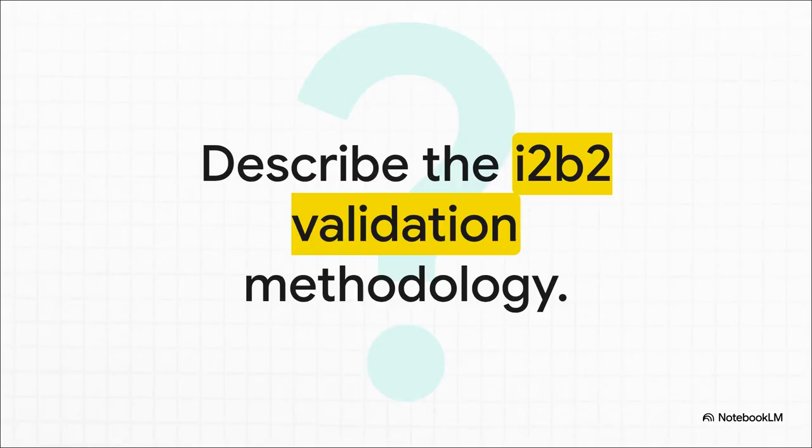Okay, now for the i2b2 methodology. Notice this is a 5-mark question. That's a huge clue. It means they're not just looking for a few keywords. They want detail, they want structure, and they want you to explain why each step is so important.